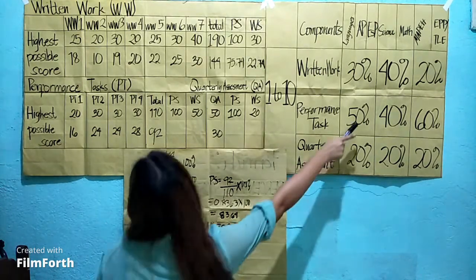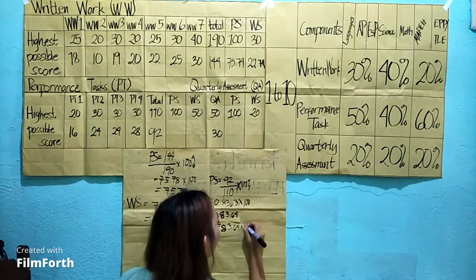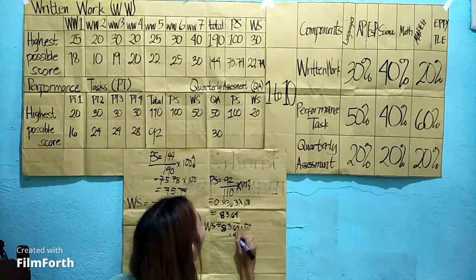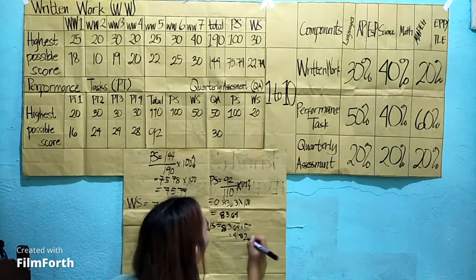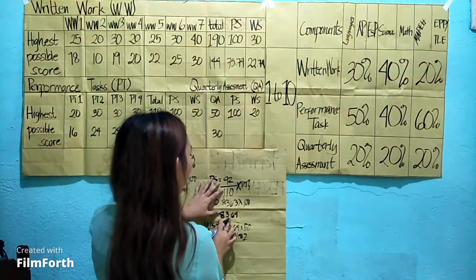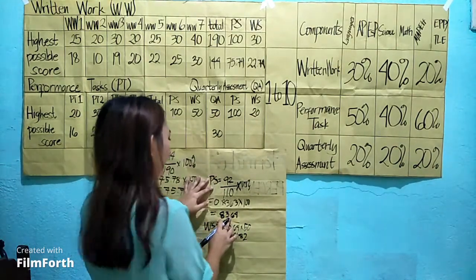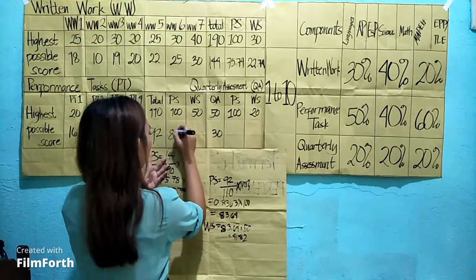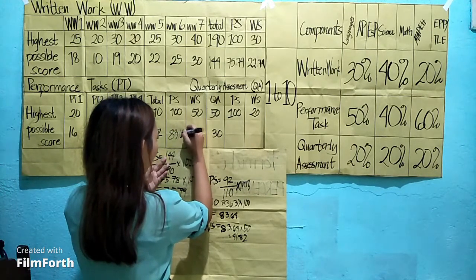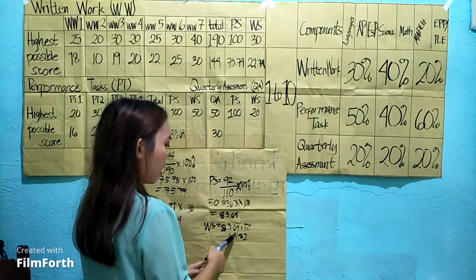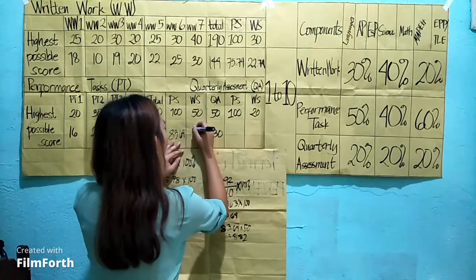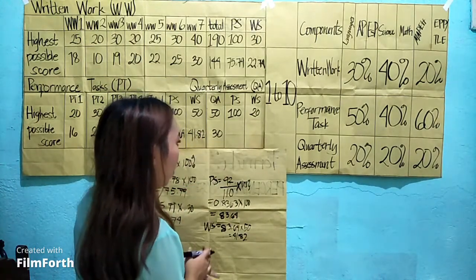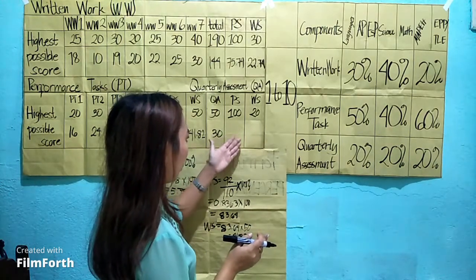And the weighted score is equal to 83.64 times the performance task weight, 50%, 0.50, so equal to 41.82. So here we're going to put the percentage score, which is 83.64. So the weighted score is 41.82.